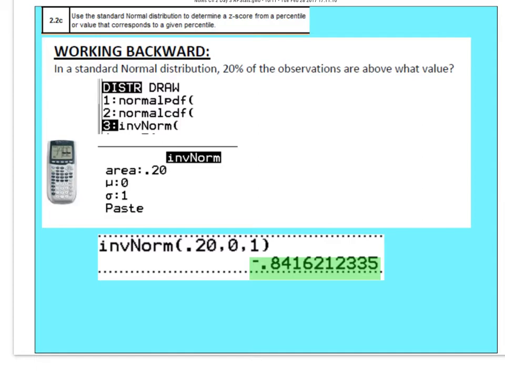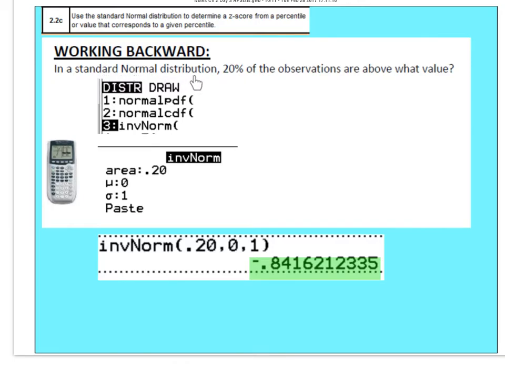The last thing on this video I want to talk about is section 2.2c, which is using the standard normal distribution to determine a percentile or a value corresponding to a given percentile. We're basically doing the normal CDF backwards this time. There's a way you can do it by hand with a table and with a calculator. So let me show you this.